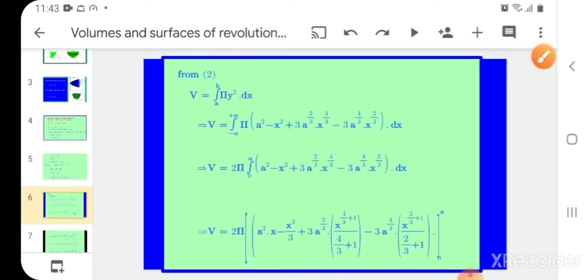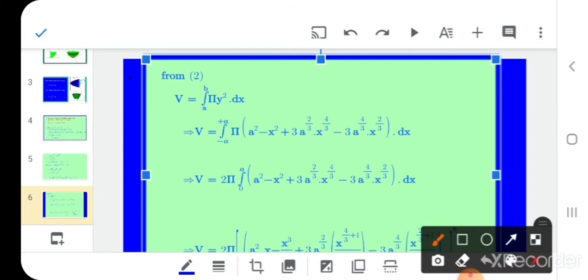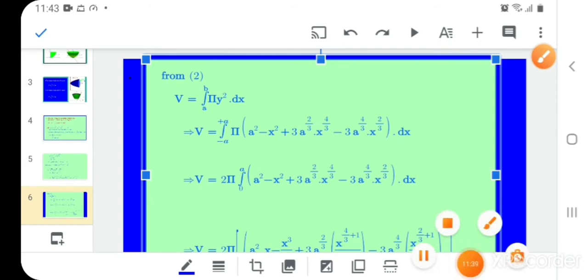See here. What is the formula we have? Pi V equals integral a to b pi y square dx. What are the limits here? Minus a comma plus a are the limits. Pi is the same. What is the y square value? a square minus x square plus 3a power 2 by 3 x power 4 by 3 minus 3a power 4 by 3 x power 2 by 3 dx. Is it clear?